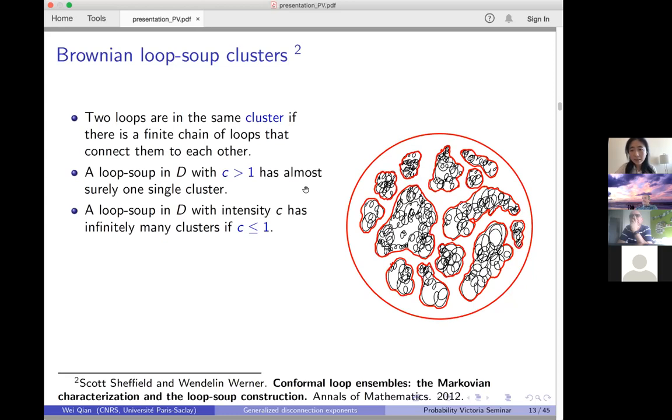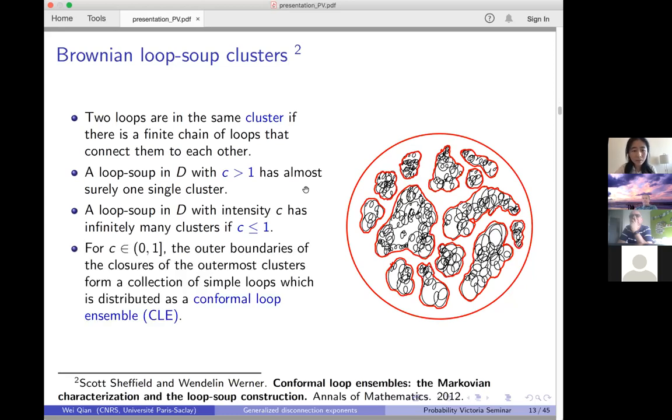So here in the sketch, I show the case where you have infinitely many clusters. And then you can look at the outer boundaries of the closures of the outermost clusters. These are the red loops in the picture. And they form a collection of simple loops, which is distributed as a conformal loop ensemble, also called the CLE.